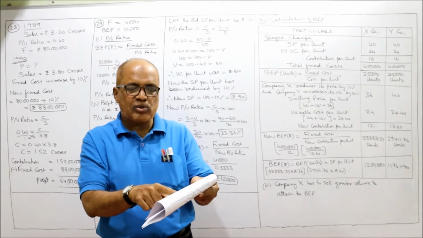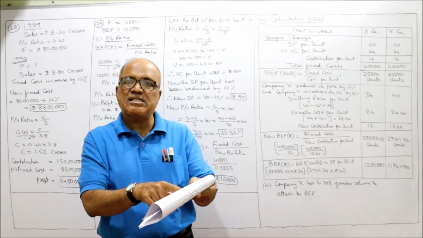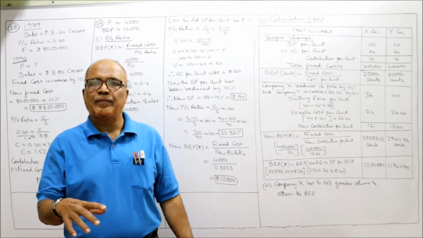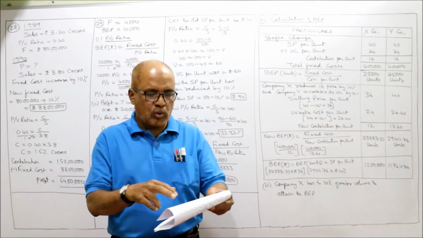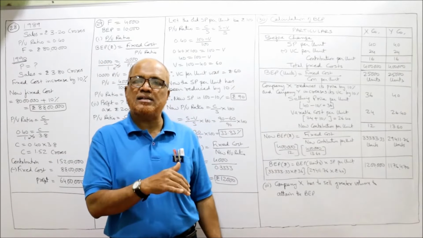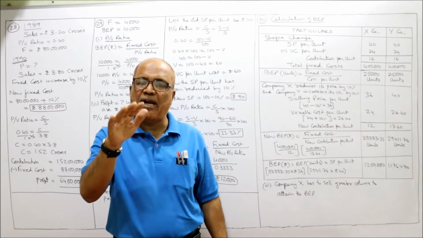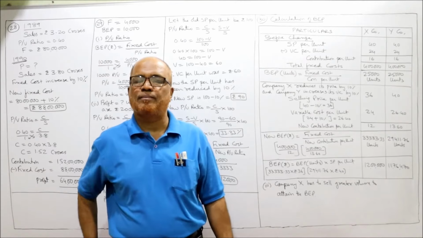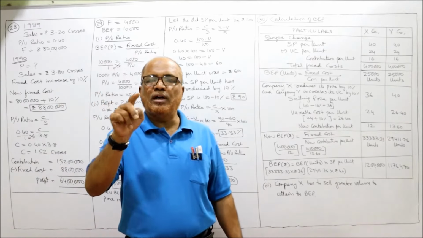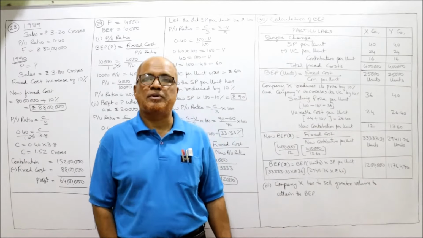Company X reduces its price by 10% and company Y increases its variable cost by 10%. Now the company X wants to reduce its selling price by 10%. Earlier selling price was 40 rupees. 10% of 40 rupees is 4 rupees. So instead of 40 rupees, now they will reduce by 4 rupees, 36 rupees.